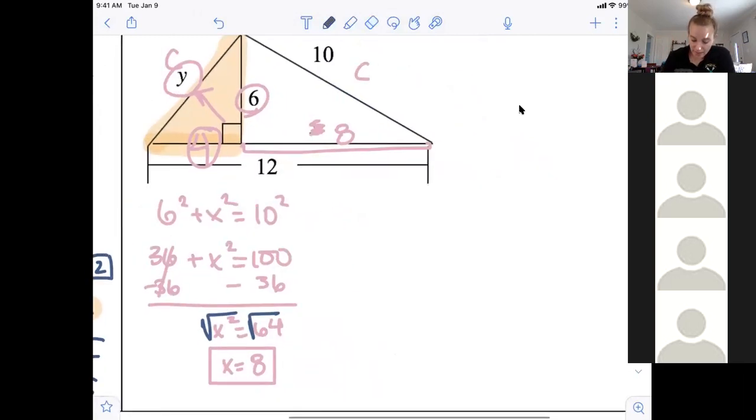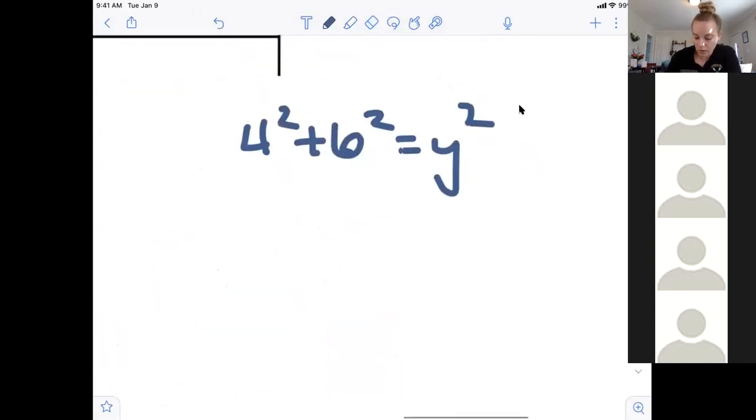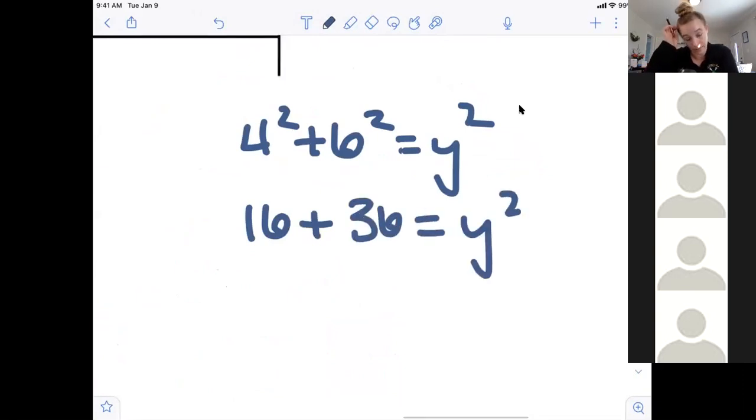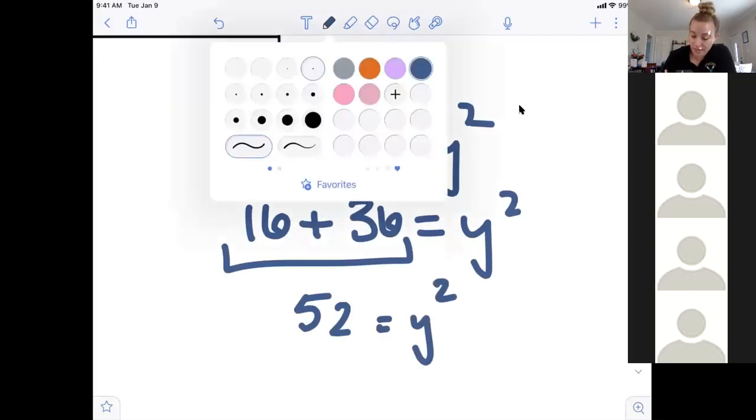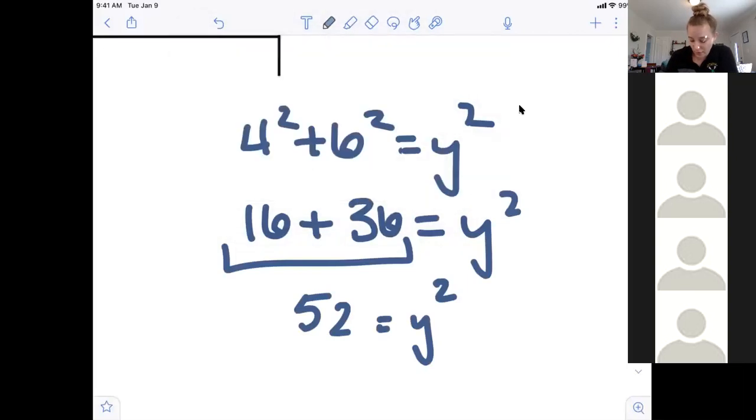So let's do this. I've got 4 squared plus 6 squared equals y squared. 4 squared is 16. 6 squared is 36. y squared, we don't know. 16 plus 36, I think, is going to be 52. And then now I got a square root. Ooh, but I already know that root 52 is not a perfect square.